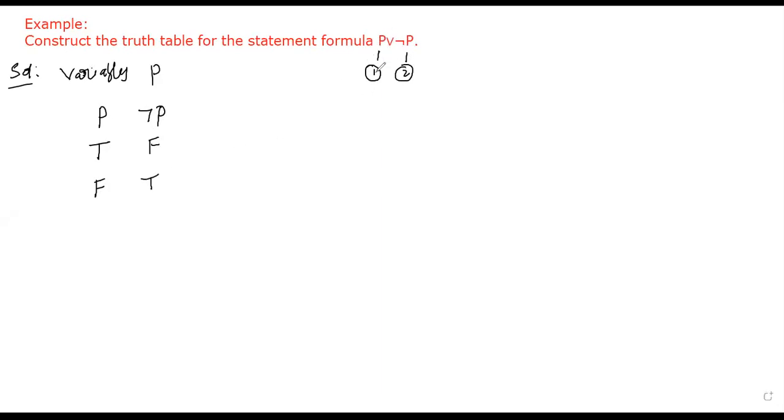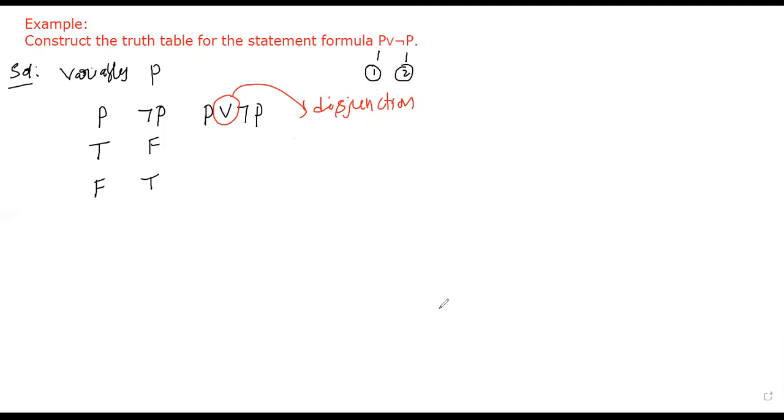Now we have to combine these two, P and negation P. In the third column, P or negation P. Here "or" is there, and already you know the table for "or". This is disjunction. What is the disjunction truth table? If both are false, then the disjunction is false. Remaining cases are true.